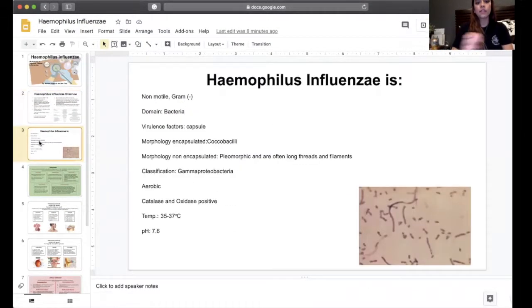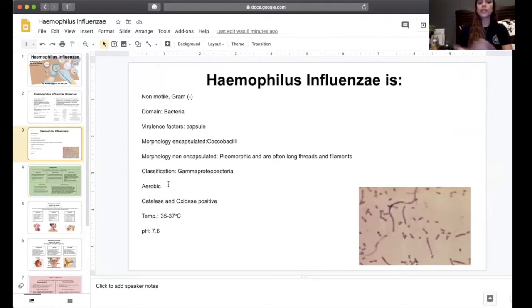It is a gram-negative bacteria. It has two morphologies. One of them is encapsulated, which is the cocobacilli, and then there's the morphology that's not encapsulated, which is pleomorphic and often like a thread. I give you an example down here in case you want to take a look at that.